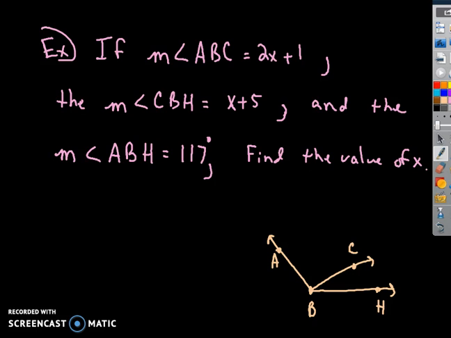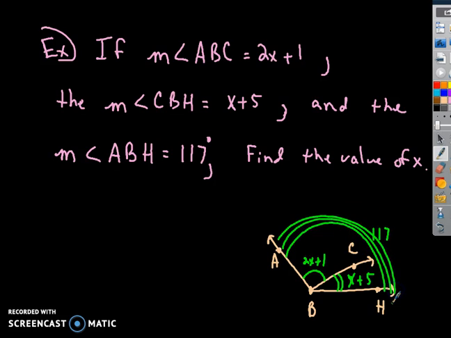All right, in the picture, they said that the measure of angle ABC is 2x plus 1, so this angle is 2x plus 1. The measure of angle CBH is x plus 5, so CBH, this angle here, I'm going to give it 2 curves so I know they're equal, it's x plus 5. And they said also that the measure of angle ABH is 117. This whole angle is 117. All right, what's the value of x?